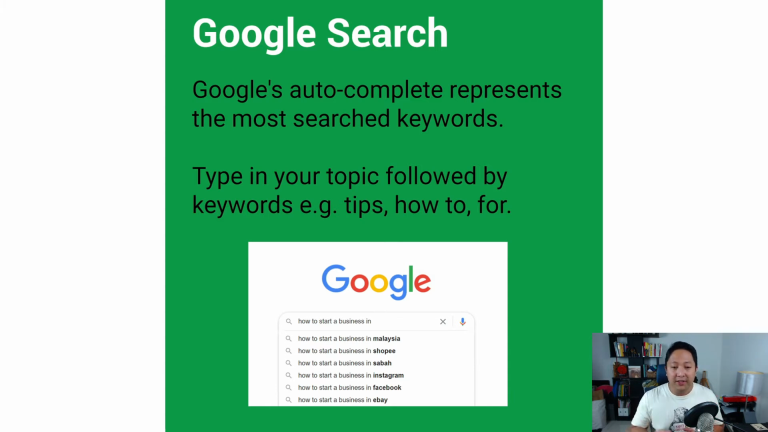So for this example, there's geographical examples, how to start a business in Malaysia, how to start a business in Shopee, which is one of the e-commerce platforms we have here, how to start a business in Sabah, which is a specific state within Malaysia itself. Pretty interesting because you have one that is country level and now it's state level. Instagram, Facebook, eBay, and I mean, the list goes on. So you should try this and key in your keywords and see what Google suggests and what are the other keywords that form longer tail keywords.